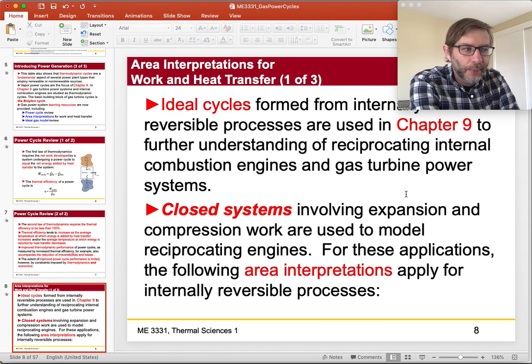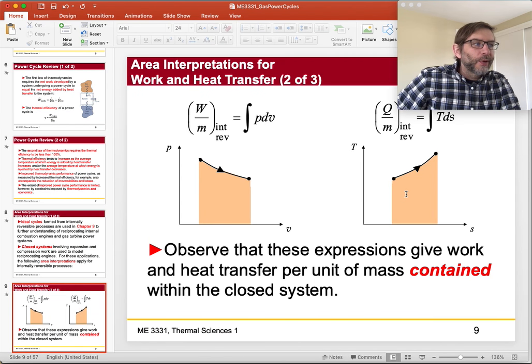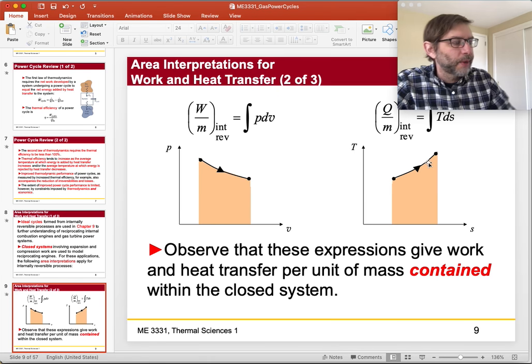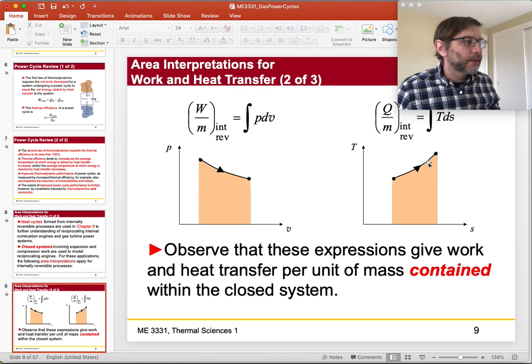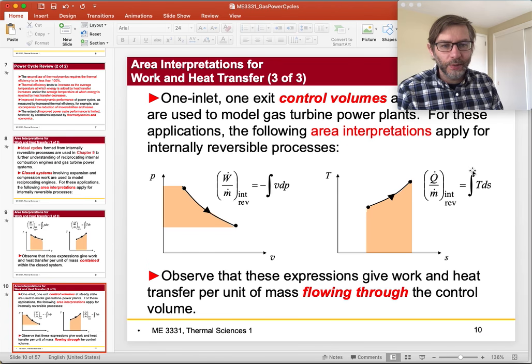In these applications, the following area interpretations apply. For closed systems, the work and heat are areas under the curve. Remember, work equals PdV for a closed system, and here you can see it's the area under the PV diagram. For the TS diagram, the area under the curve gives you TdS, which is the heat. So the heat for our process is given in the TS diagram. You can look at those as examples of how we will be able to calculate power.